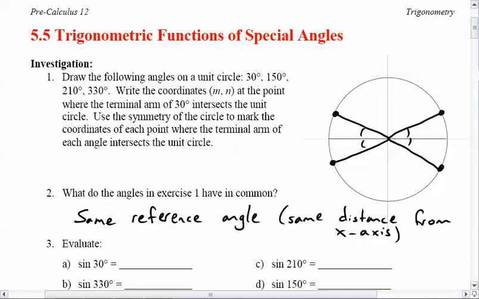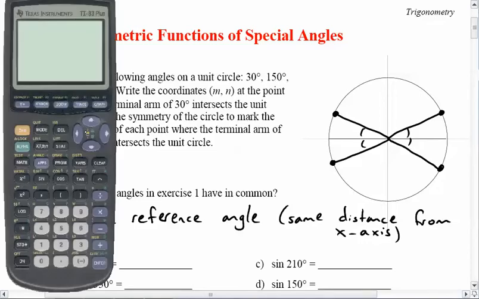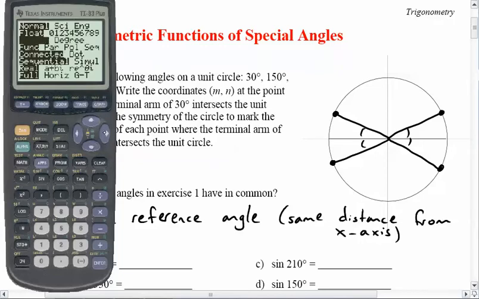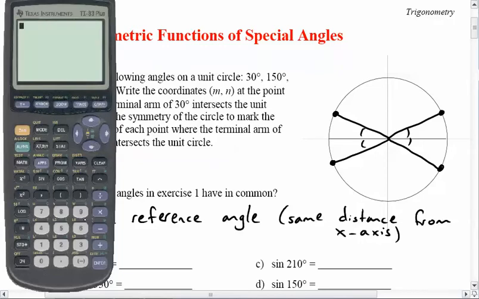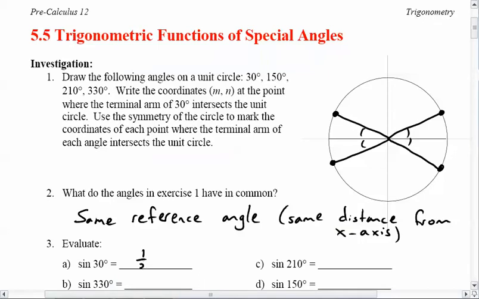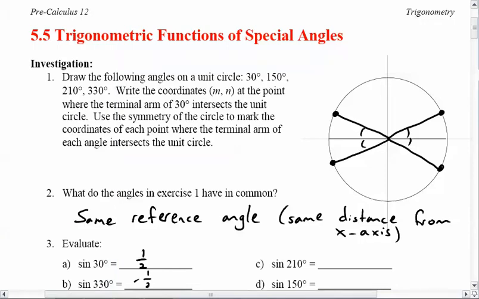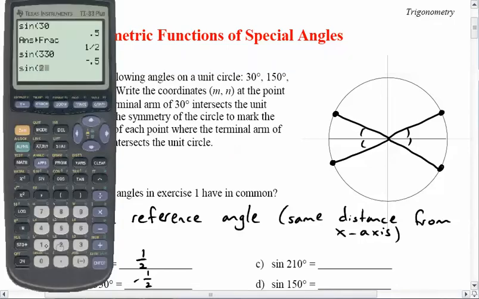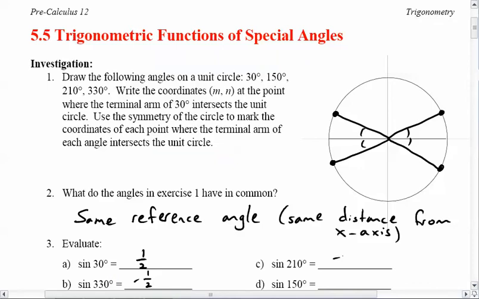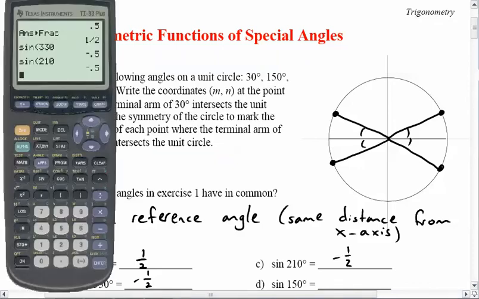And plugging into your calculator, as long as I'm in degree mode, if I find sine 30 and change it to a fraction, it's 1/2. Sine 330 is also a half but negative. Sine 210 is negative a half as well. And sine 150 is a half.